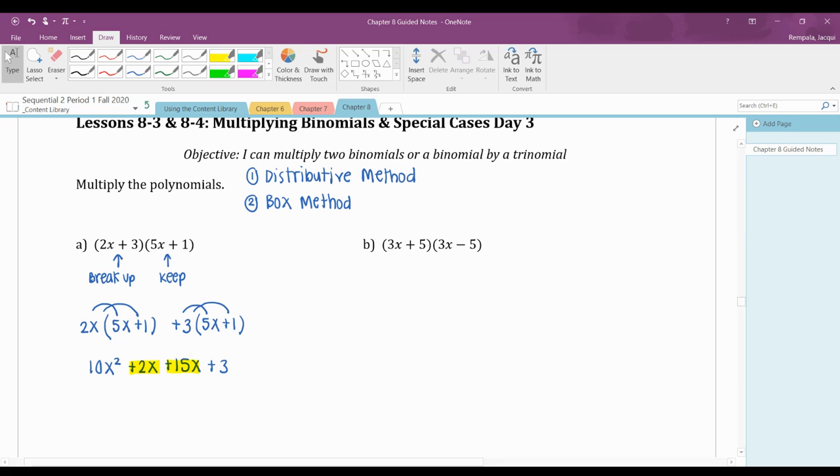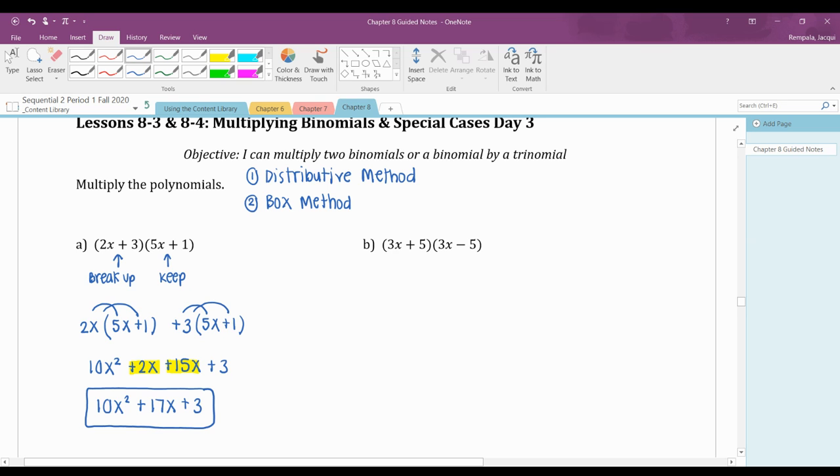Otherwise, my final answer I want in standard form. So I've got to keep the biggest exponent first, so that's the 10x squared term. Combining my like terms, remember, do not add exponents here. That just turns into 17x. And then we still have that positive 3, and this would be my answer.